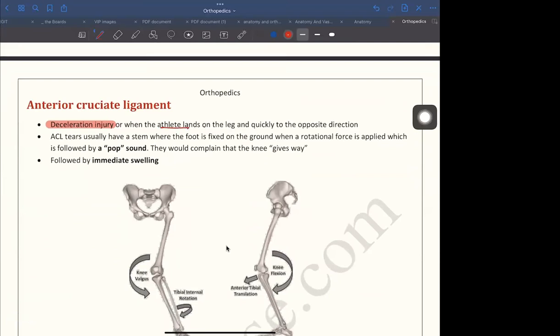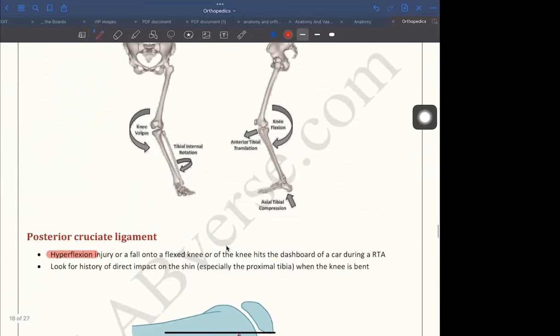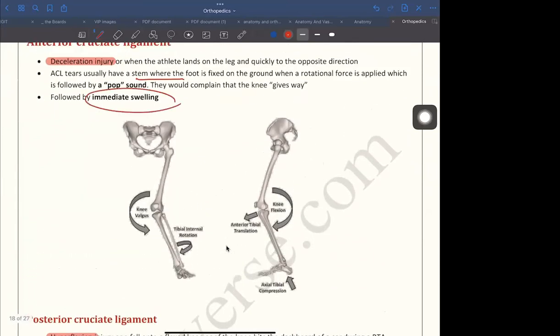Okay, so again, ACL injury happens with a deceleration injury. ACL tears usually occur where the foot is fixed on the ground. So it's basically like a hyperextension injury again, followed by immediate swelling. This is the key part, immediate swelling. For meniscal tear, it's delayed swelling, all right? Delayed swelling.